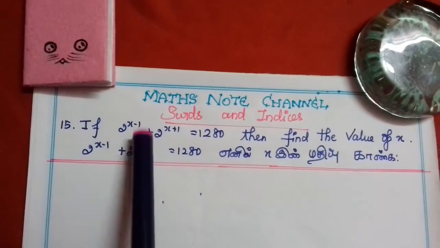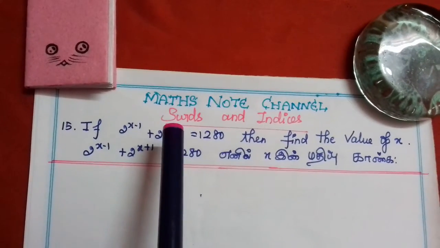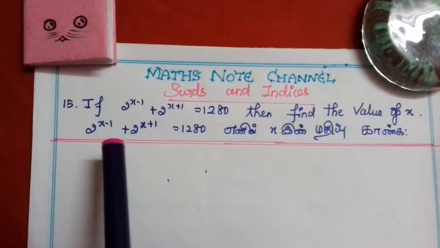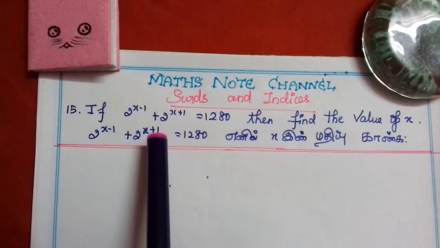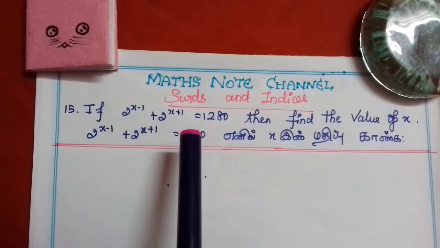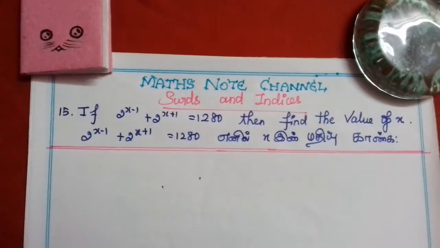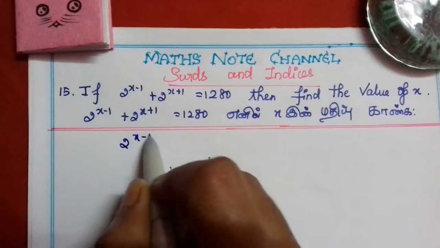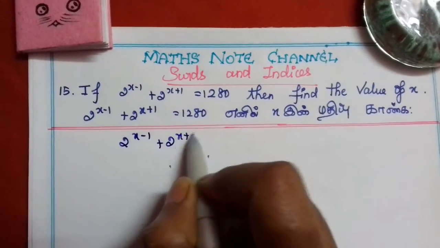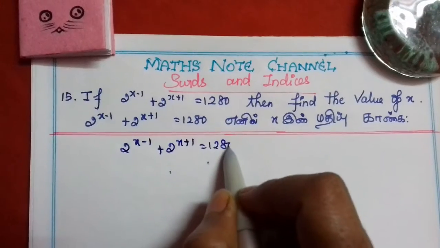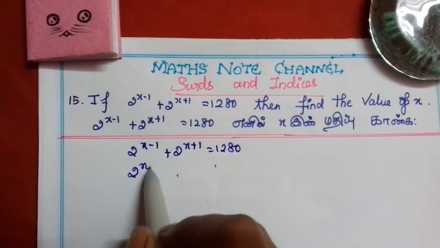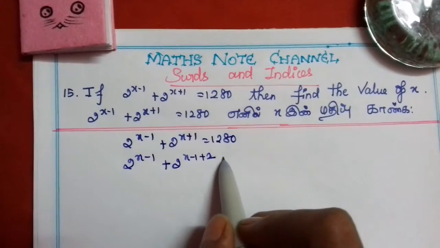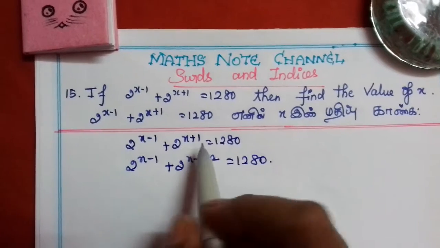If 2 power x minus 1 plus 2 power x plus 1 is equal to 1280, then find the value of x. 2 power x minus 1 plus 2 power x plus 1 equal to 1280.